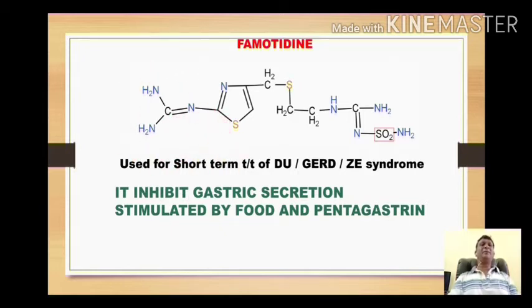So I repeat once again, dear students, that in case of cimetidine, the heterocyclic nucleus is imidazole. In case of ranitidine, it is furan, and in case of famotidine, it is thiazole ring. Like the previous drug, this drug is also used for treatment of duodenal ulcer, gastroesophageal reflux disease, and Zollinger-Ellison syndrome. Now, this drug is found to particularly inhibit the gastric secretions stimulated by food and pentagastrin.